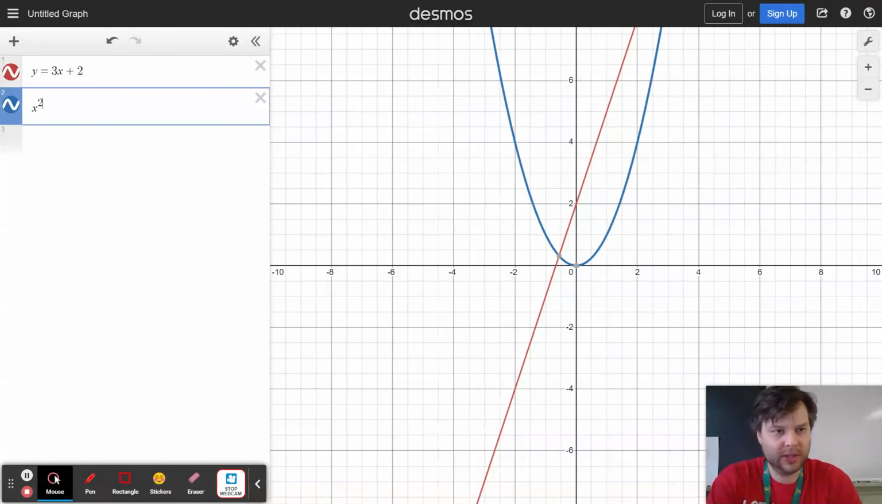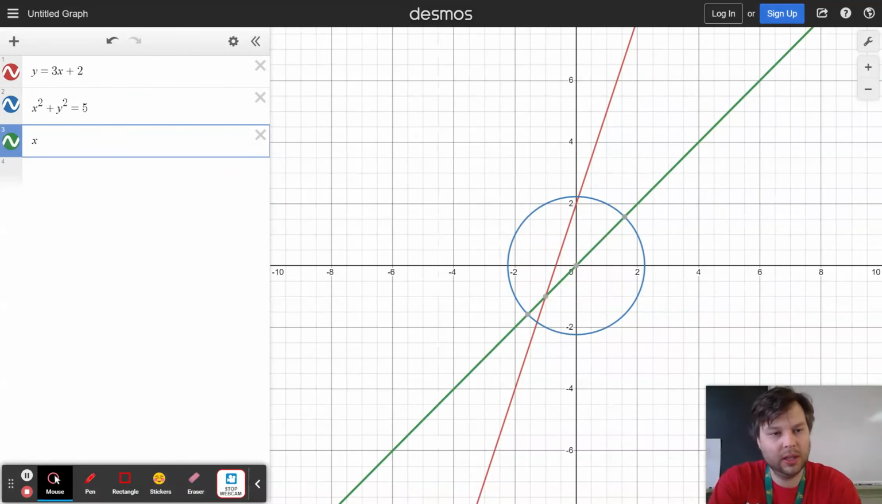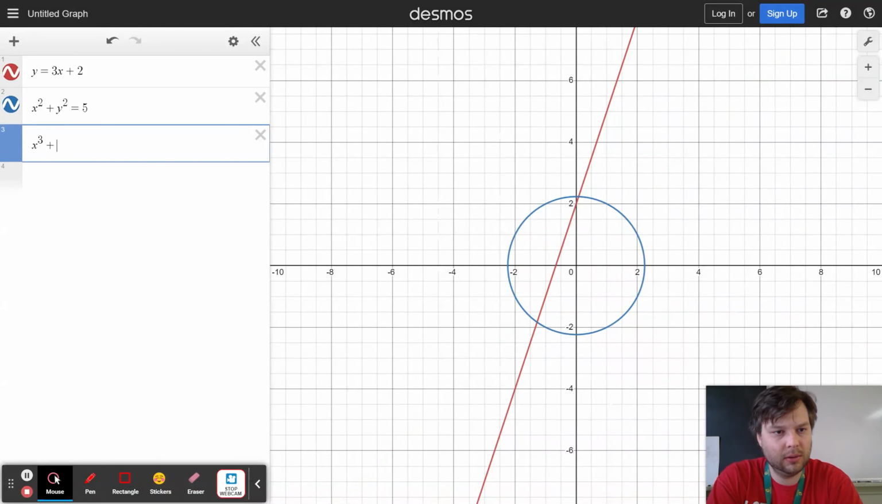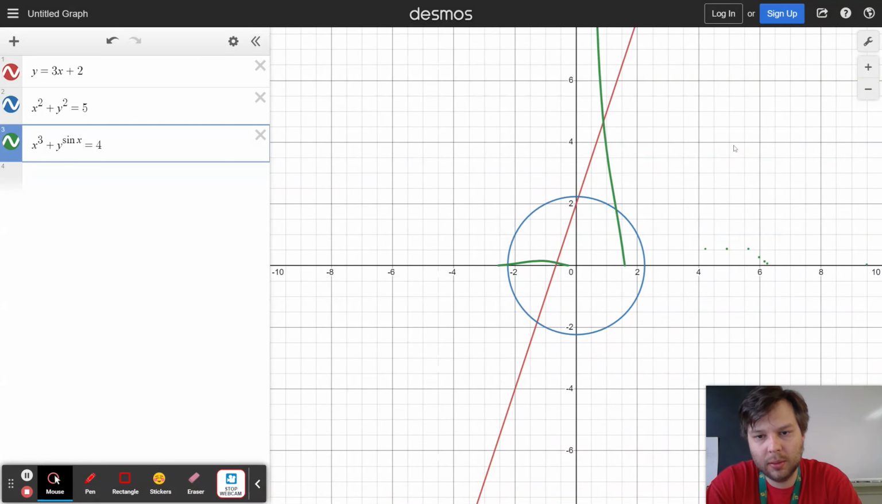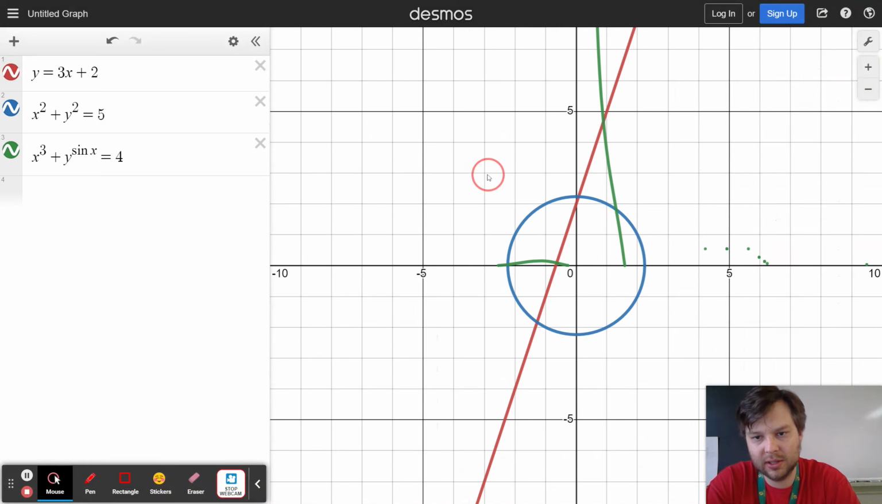You can also write more exotic looking equations, things like x squared plus y squared equals 5 and get a circle. Or if you want to get really wild with it, you can go x to the third plus y raised to the sine of x equals 45, and you get this really weird looking thing. Let's make it 4. So the point is, whatever equation you want to write, you can write it the same way. We just now want to restrict those so that we don't look at the entirety of the graph, but just certain pieces of the domain or of the range.